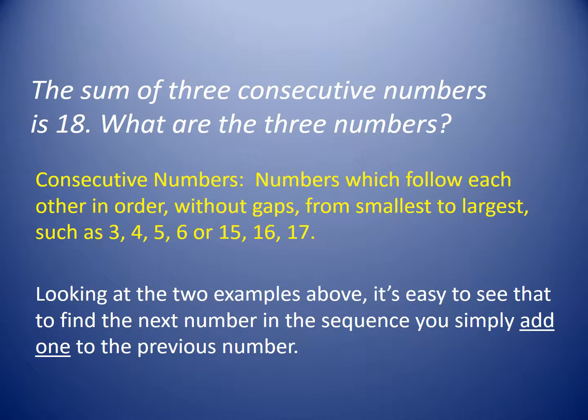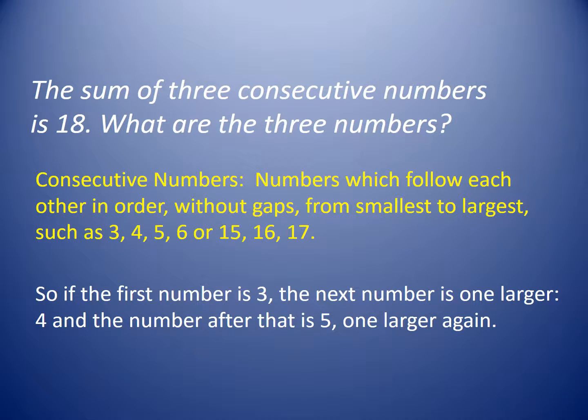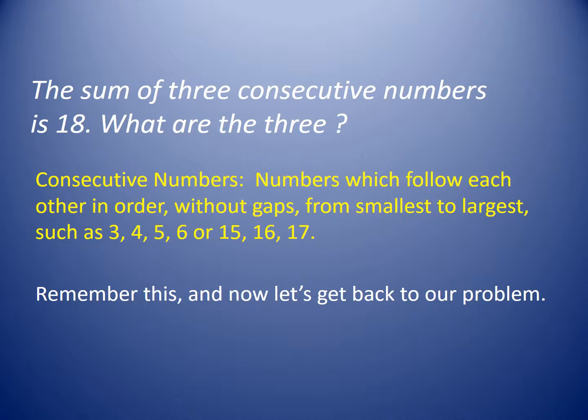Well, looking at the two examples above, it's easy to see that to find the next number in the sequence, you simply add 1 to the previous number. So if the first number is 3, the next number is 1 larger, 4, and the number after that is 5, 1 larger again. Pretty straightforward. Okay, so remember this process of adding 1 to a number to get the next number in the sequence. And now let's get back to the original problem.